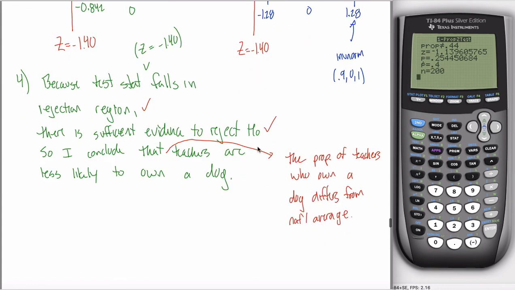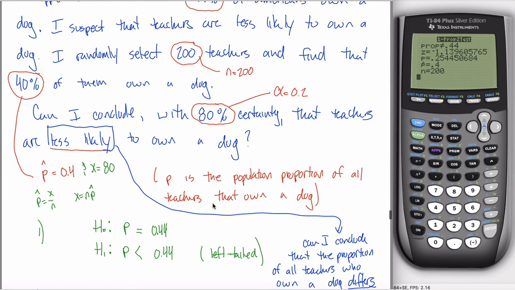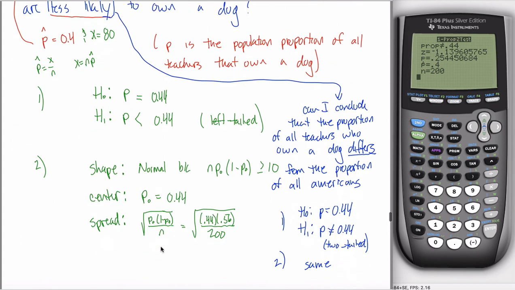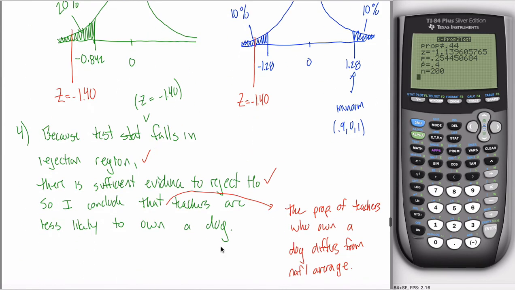So that's two versions of the classical method of hypothesis testing. I'll leave it up to you to figure out what you do if it was teachers are more likely to own a dog. But the short answer is you would just change this to a greater than sign. So it would be right-tailed, so your rejection region would be over on the right, so your critical value would be positive, and your test statistic, when you put all the numbers in your calculator, you'd probably end up getting a positive number, and you'd have to see if your test statistic were in the rejection region. But that's the classical method of hypothesis testing when you're dealing with proportions.